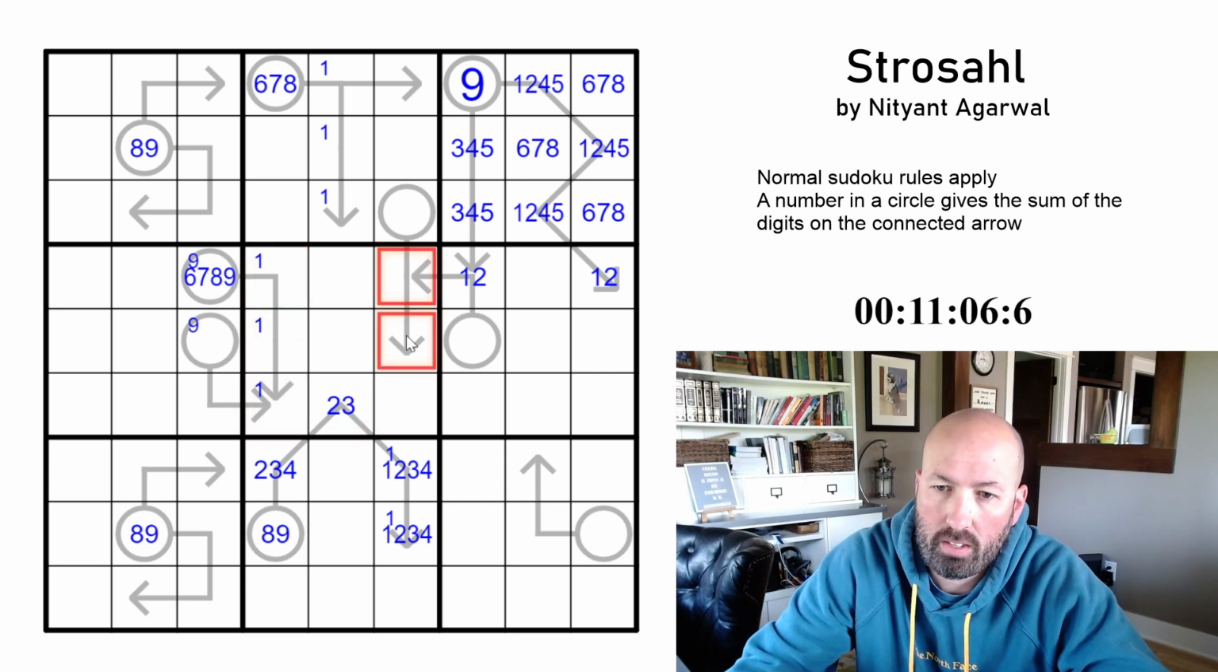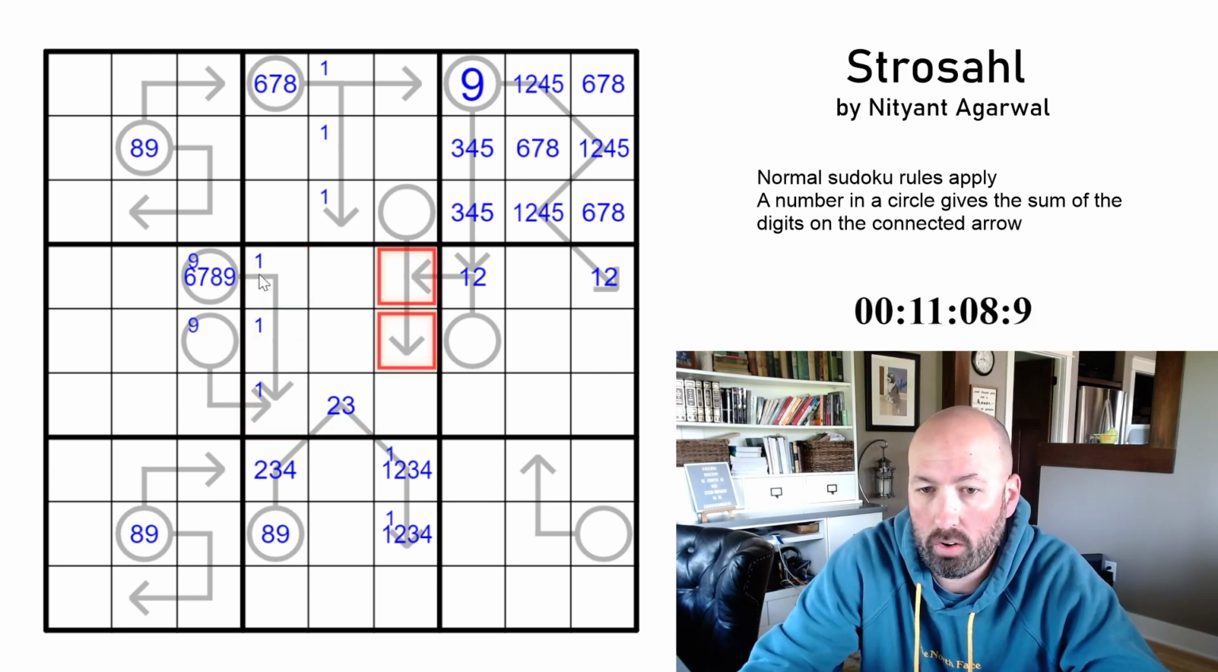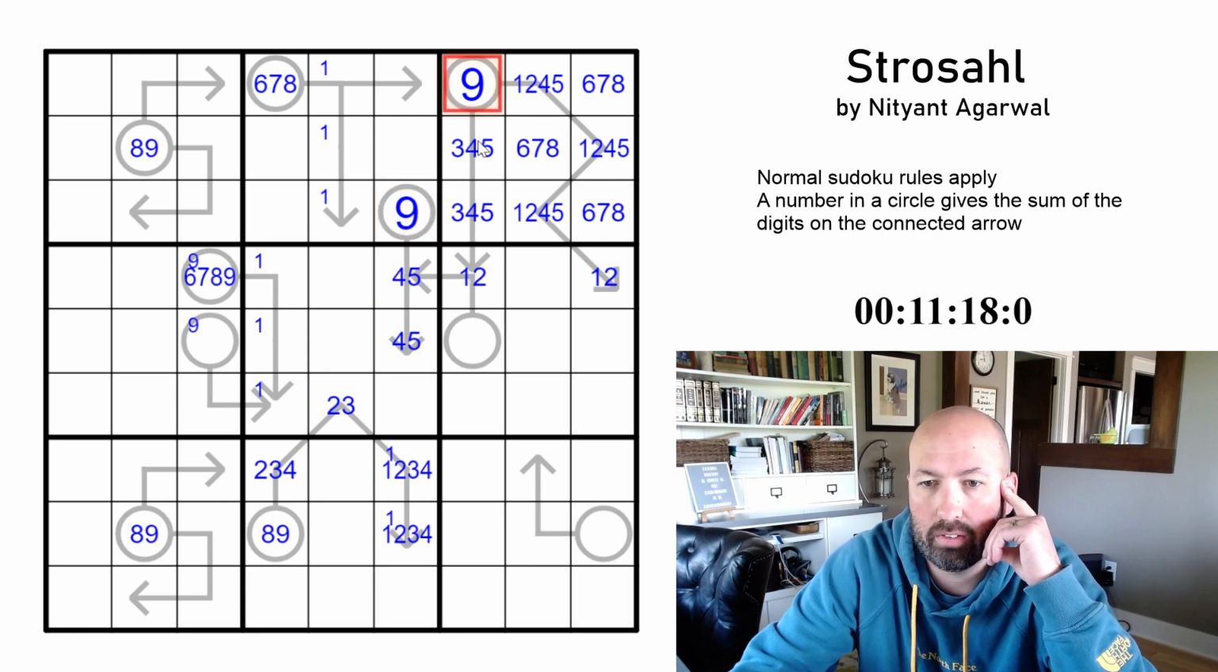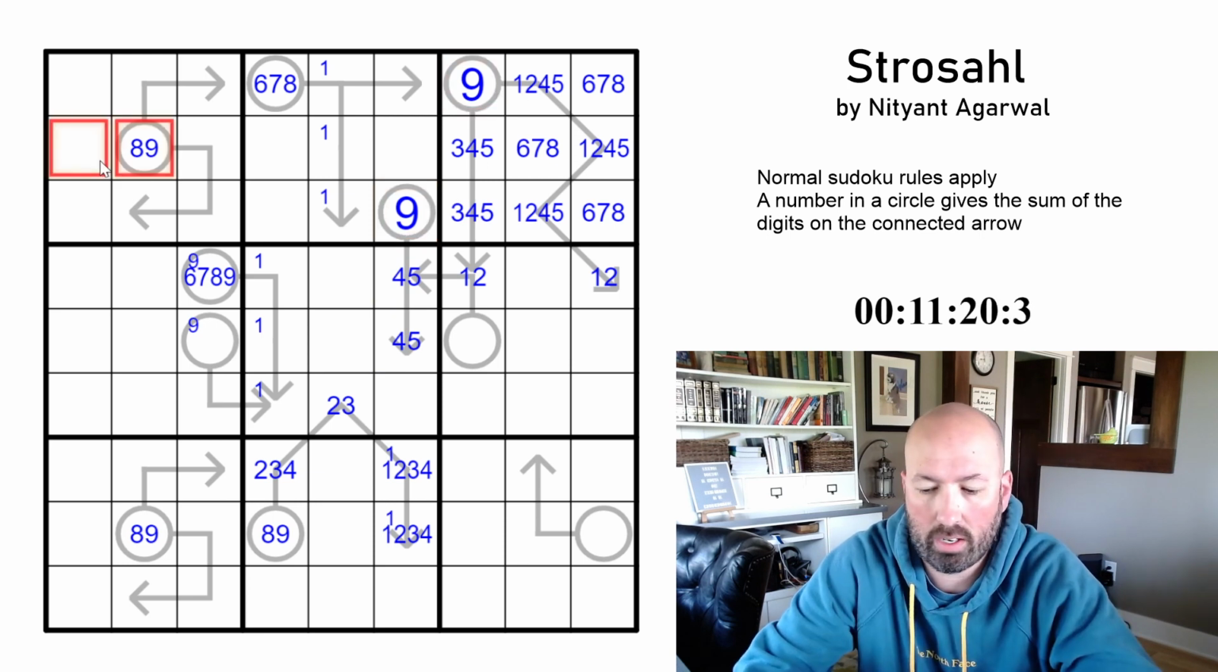So the minimum you can put over here then, since we've already used up 1, 2, and 3, is 4 and 5, which is 9. So we have to do the minimum then, which is 9. So now we've got 9s here. Oh, we could still do a 9 in either one of those.